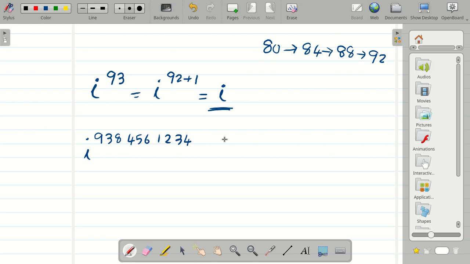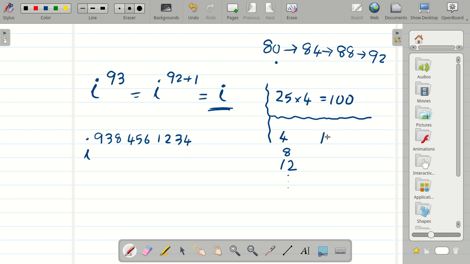Okay, now what will be I to the power 9384561234? What might be the answer? Okay, we have an interesting result here, the multiples of 4. You might have noticed 25 times 4 is 100. That is, 100 is a multiple of 4. And now the result becomes very interesting. If you look at the multiples of 4 from the beginning, they are like 4, 8, 12, etc. Now, if you look at the multiples just beyond 100, the numbers will be 104, 108, 112, etc. And if you look at the multiples beyond 1000, it will be like 1004, 1008, etc.